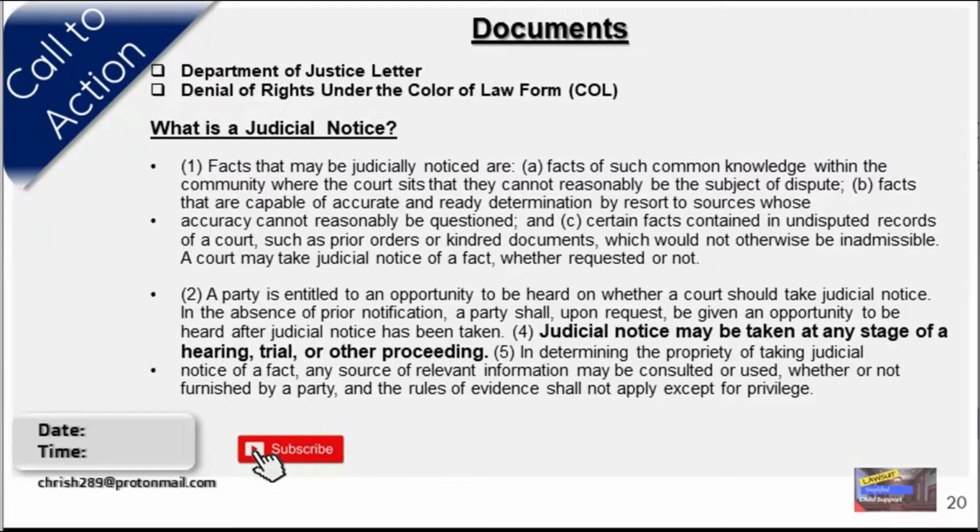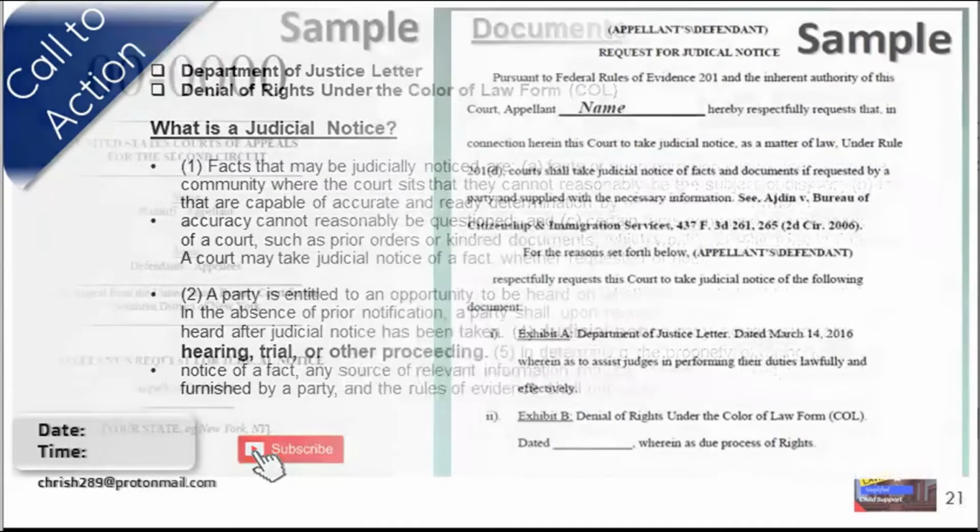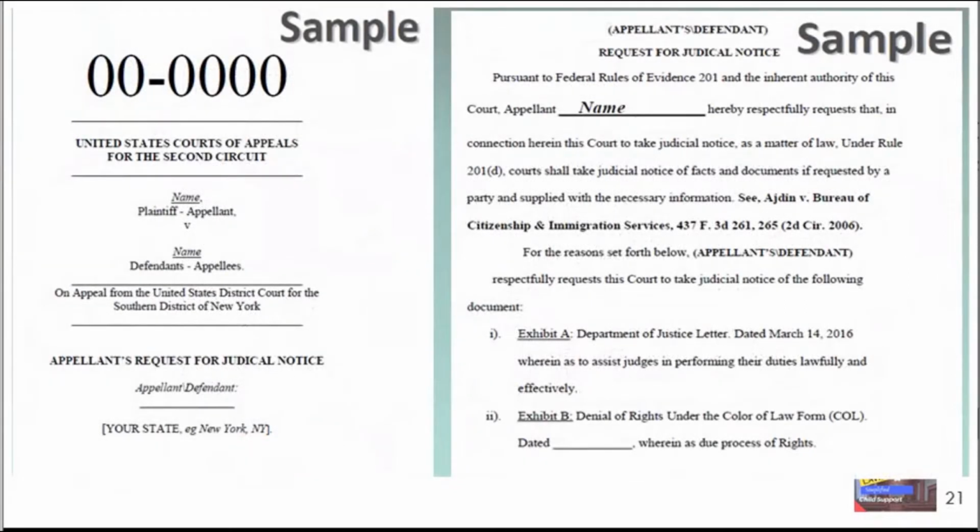That is, if you'd like to include this into your case within the next few days, you can interject and include it using the rule of judicial notice. So let us give you some examples of what a judicial notice looks like, and let's get started. Here's a sample of a judicial notice. This particular judicial notice was presented to the Second Circuit Court in New York.